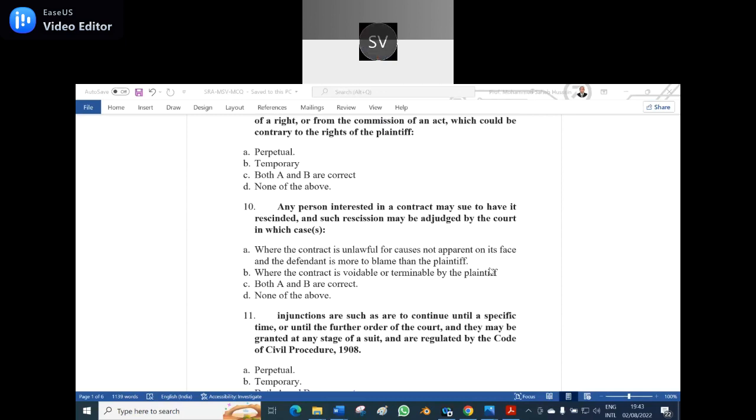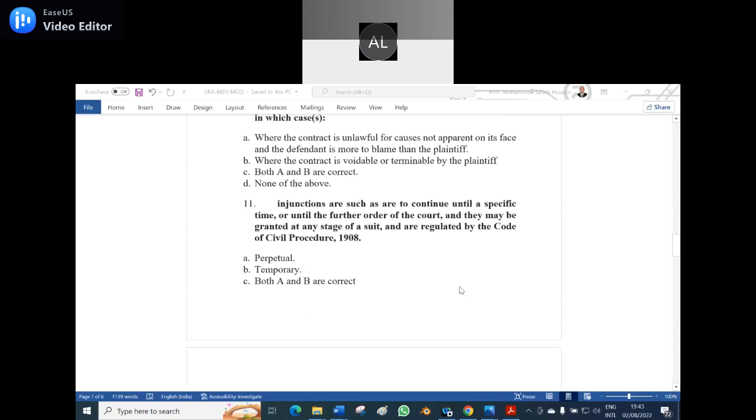Option D, none of the above. Option C, both A and B are correct. Yes, option C, both A and B are correct for the 10th question.